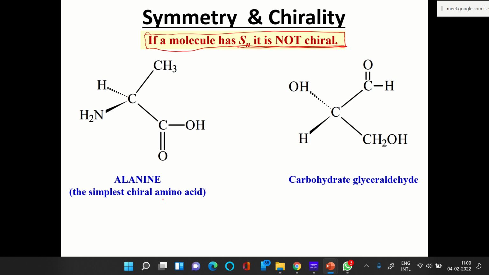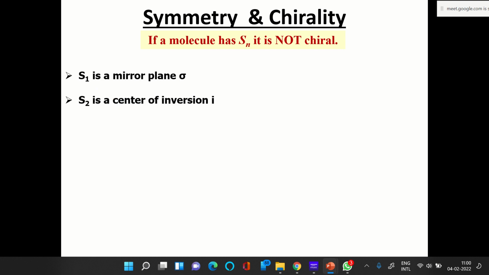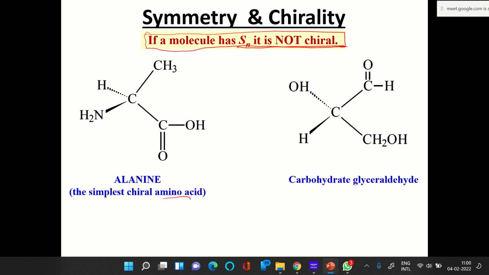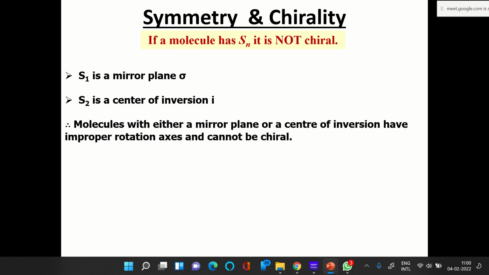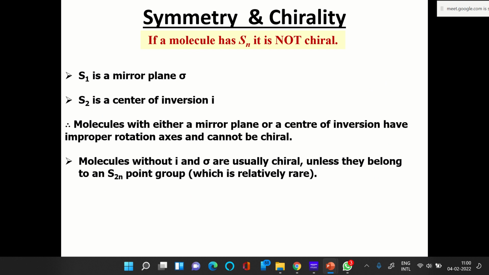This is one of the simplest amino acids, alanine. This is also carboxylaldehyde. These are biological molecules. You can see whether you can find any mirror axis or SN axis. If not, then they are chiral. S1 is a mirror plane, sigma. S2 is the center of inversion. Hence, molecules with either a mirror plane or center of inversion have improper axes and cannot be chiral.